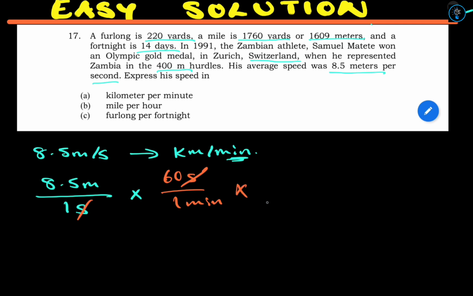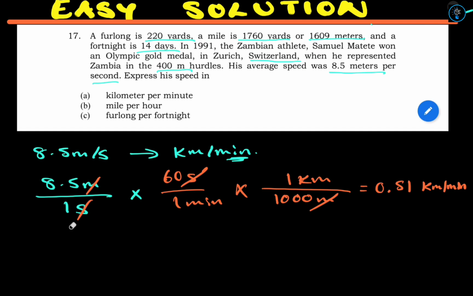Now let's convert meters into kilometers. We know that per every 1,000 meters, it's a kilometer. So that part and that part will go, and our units will be kilometers per minute. Now it's just a matter of punching that into your calculator. 8.5 times 60 divided by 1,000. You're going to get a value of 0.51 kilometers per minute as your value. Okay, let's jump to B.